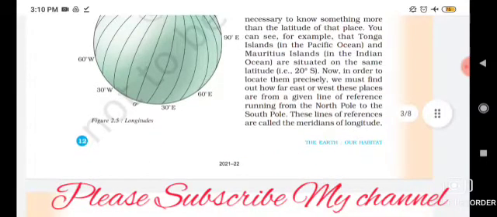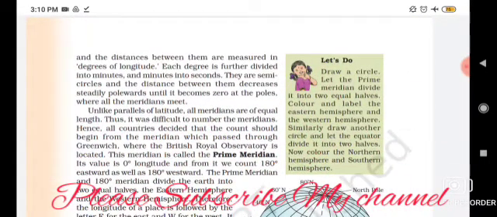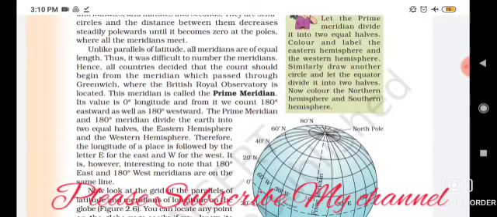The reference line that lies from the north to the south pole is called the meridian. The distance between them measures the degree of longitude. Each degree is further divided into minutes, and minutes are further divided into seconds. They are semicircles. The distance between them decreases steadily polewards until it becomes zero. And it is very difficult to number the meridians.